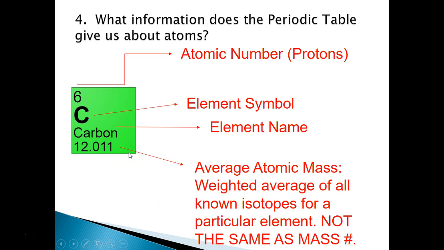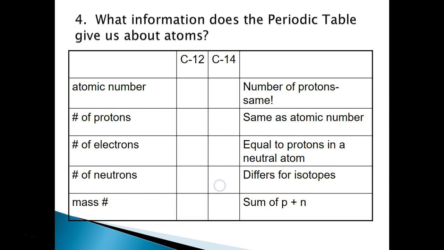We'll have the element's name, which is carbon, and the average atomic mass. Now, all atoms have isotopes, and those isotopes exist in different quantities in nature. So the average atomic mass is just a weighted average of all the known isotopes for a particular element. It's not the same thing as a mass number, because the mass number is just the number of protons plus the number of neutrons, so it will always be a whole number.